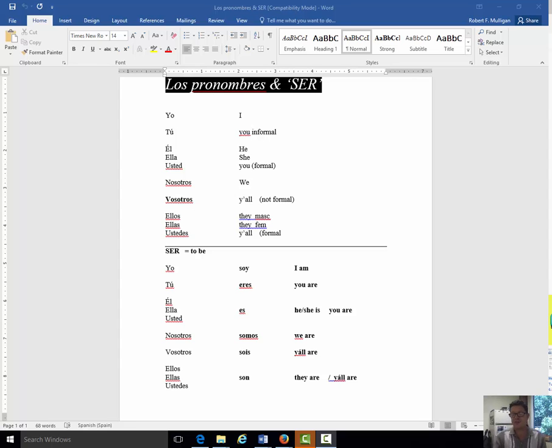Right now we're going to talk about two things, pronouns and the verb ser. But first, let's define what a pronoun is. A pronoun simply takes the place of the noun, and we use them to avoid redundancy.